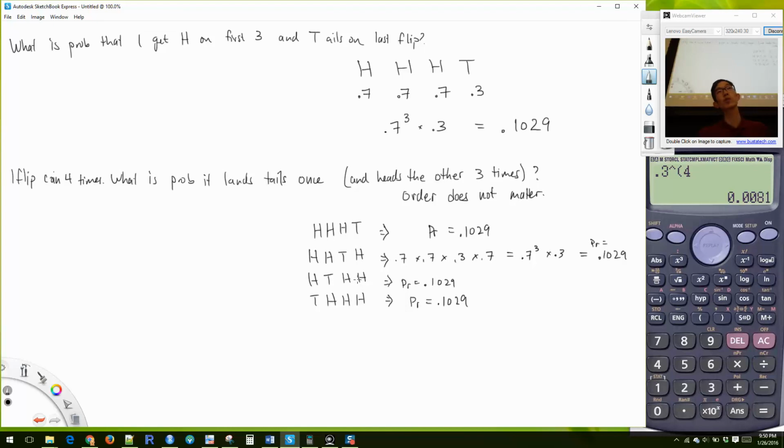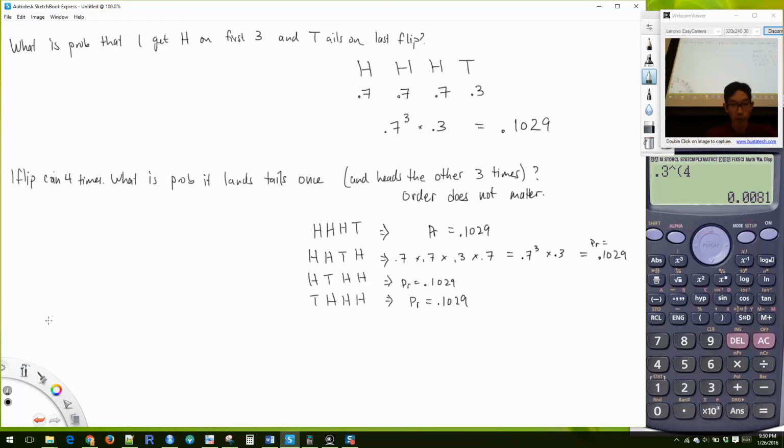Is there any overlap that I have to worry about subtracting out? Is it possible to get a sequence that goes heads, heads, heads, tails, and at the same time have a sequence going heads, heads, tails, heads? No. If you've got four flips, you're either going to get one or the other. There's no overlap to worry about. So there's no overlap to subtract out.